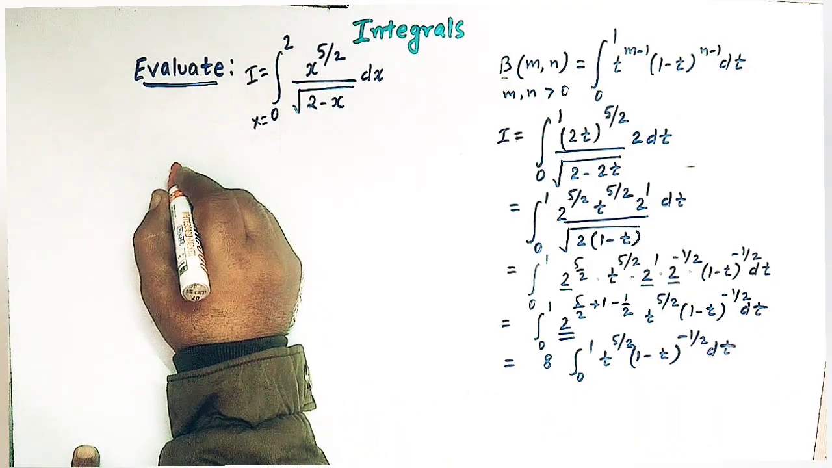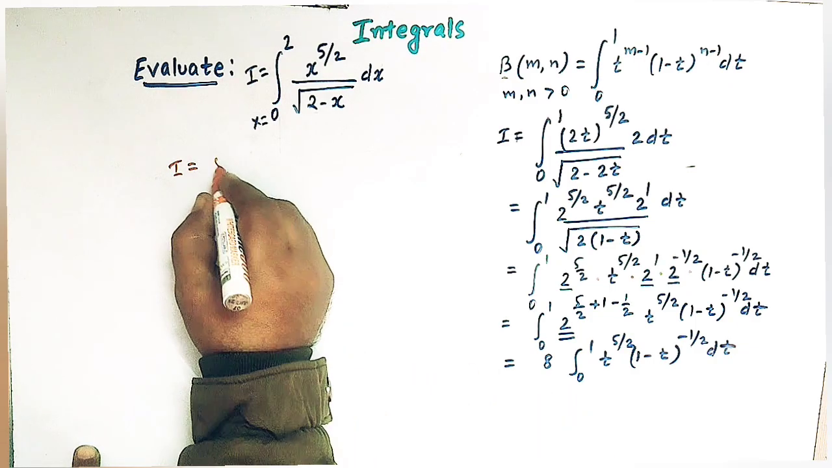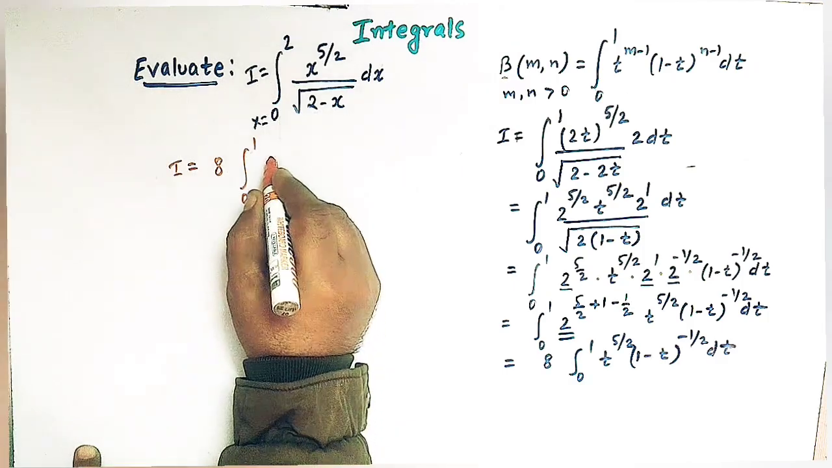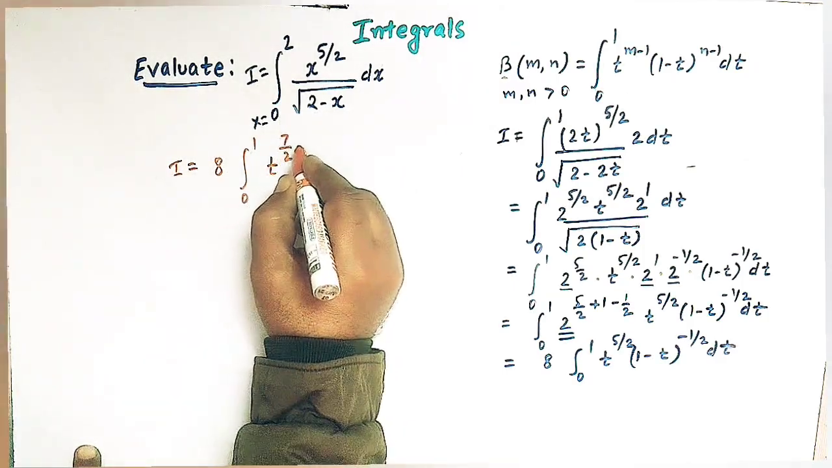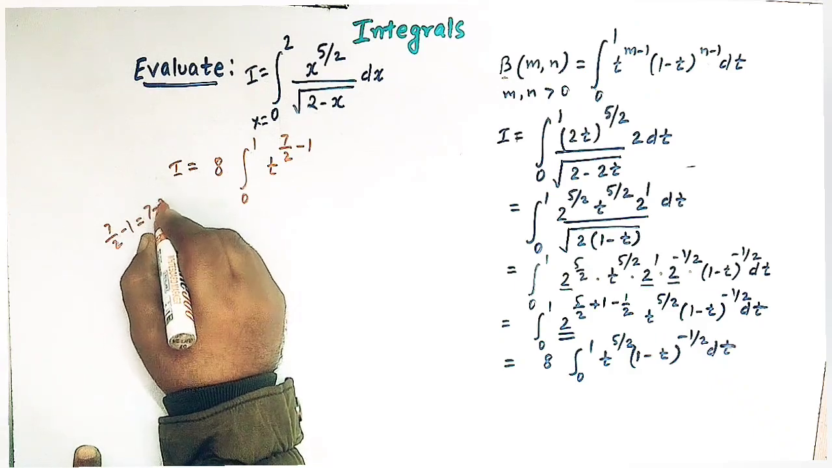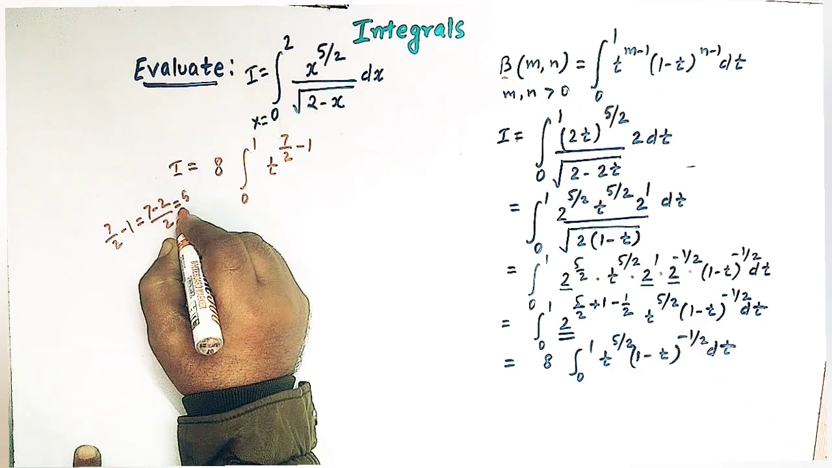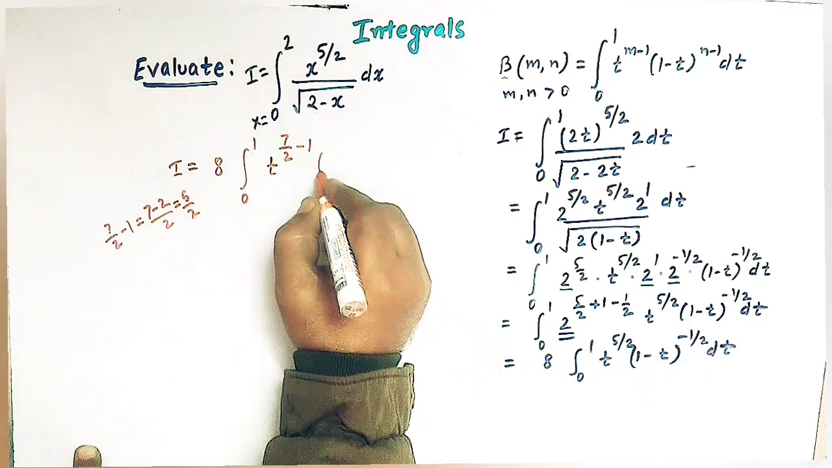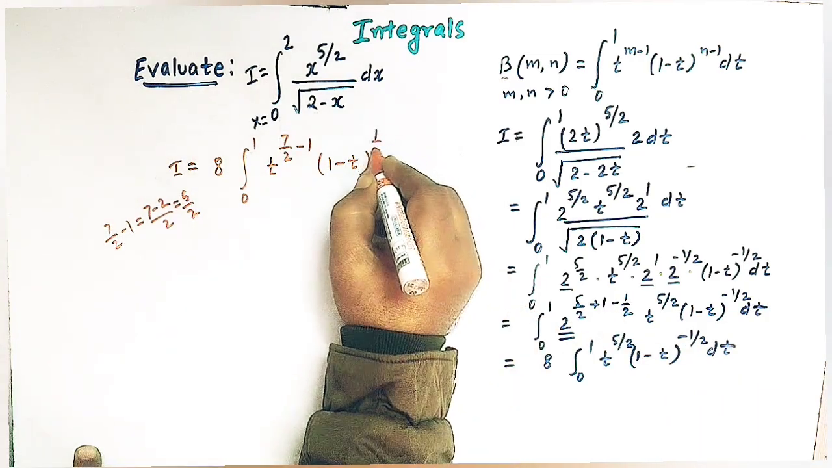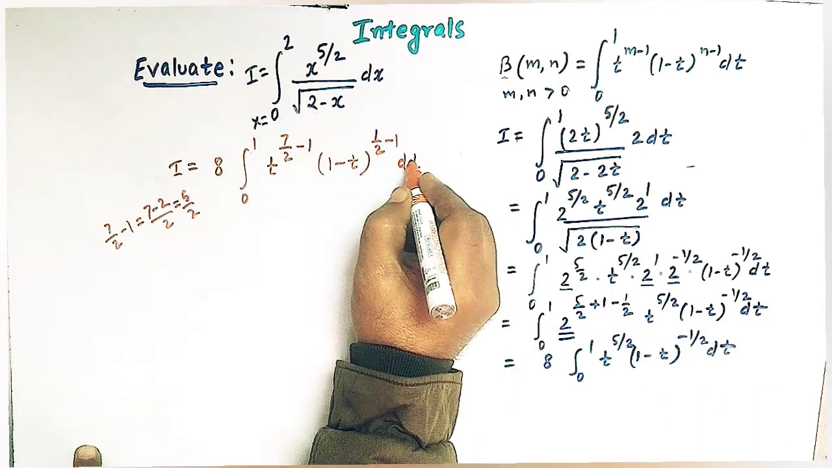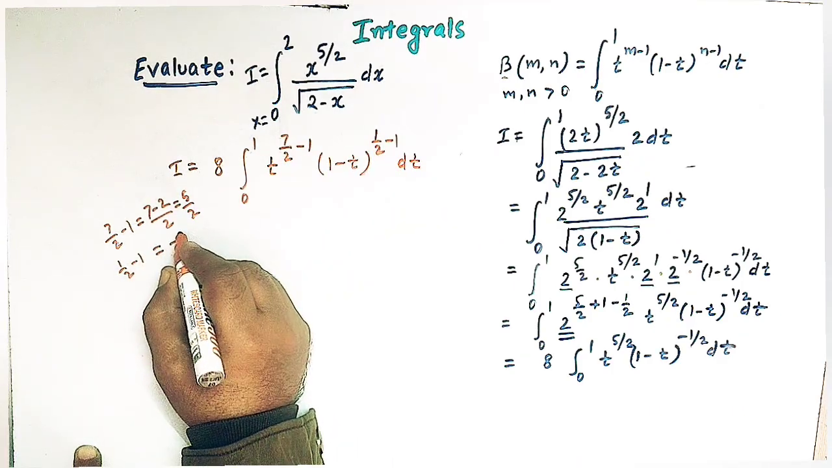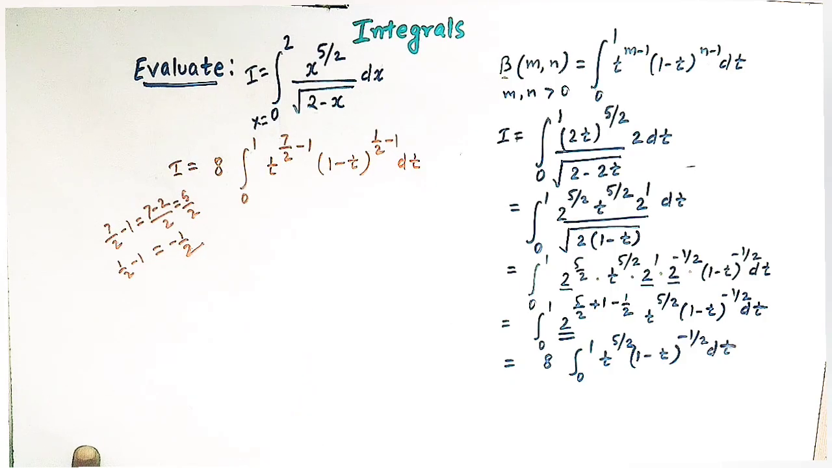So now let us write I is equal to 8 times the integral 0 to 1, and t raised to 5 over 2 can be written as t raised to 7 over 2 minus 1, because 7 over 2 minus 1 is equal to 7 minus 2 over 2, that is 5 over 2. And here we have 1 minus t raised to minus half, and minus half can be written as half minus 1, and here we have dt, because half minus 1 is equal to minus half, right?